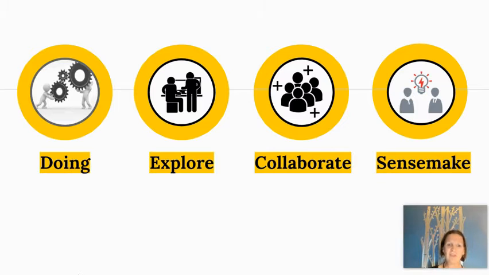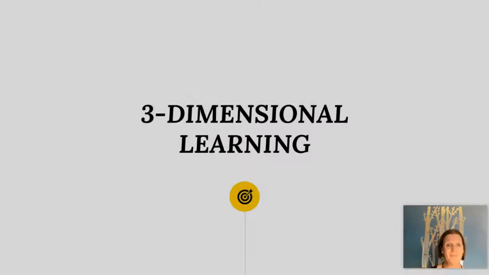So, these four words really describe what our science classroom is about. We are about doing science, so kind of digging in and figuring out science with our hands, exploring different concepts and ideas. It's a very collaborative classroom, so kids are working together to figure things out, and ultimately, we're trying to sense make. So, we are trying to use science to understand the world around us.